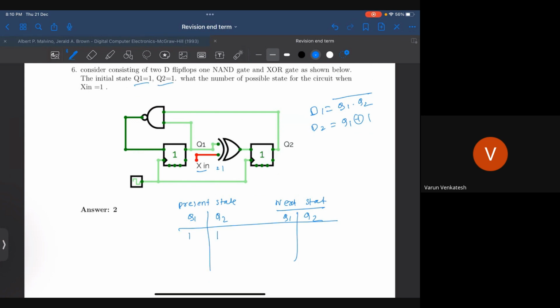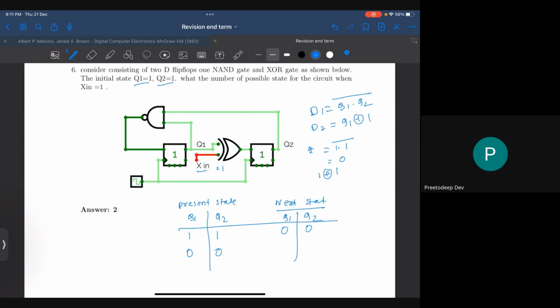So what will be the next state? You can see that D1 is given, right? So it will be Q1 next. This is the Q1 next. So it will be 1 dot 1. It will be 0, right? Yeah, it will become 0, 0 as the next state. And Q2 will be, Q1 is 1, 0, 1. It will be 0, right? So the next is 0, 0.